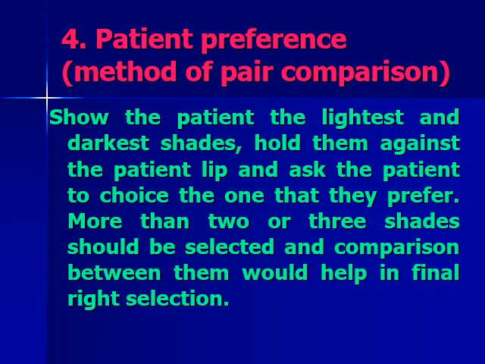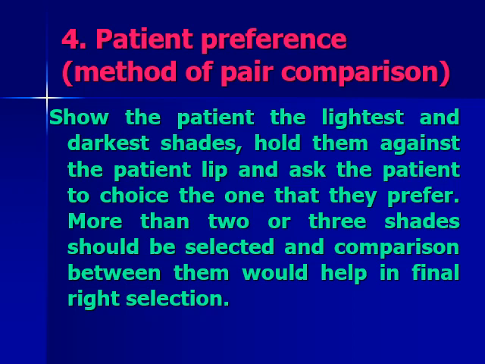The patient preference, which is what we call the method of pair comparison. You must focus on this title because it will repeat in the selection of the size, form and color or shade of the teeth. We must focus on this method. Now, what do we mean by the method of pair comparison? We must show the patient the lightest and the darkest shade. That means we bring two shade guides, one lighter and one darker, and hold them against the patient's lip and ask the patient to choose the one they prefer.